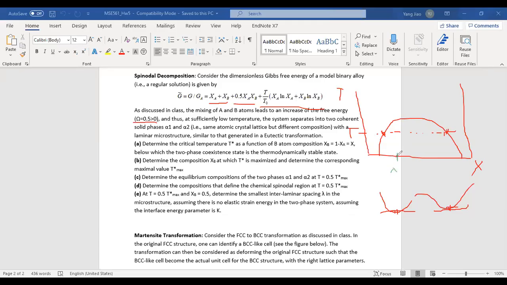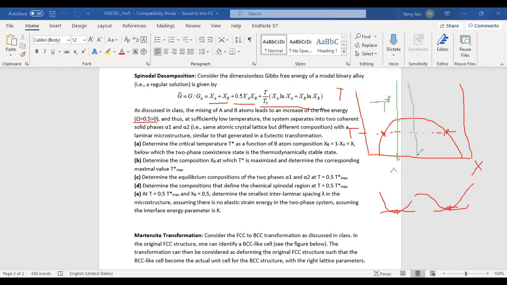Now, for a given composition, how should I find that T star? What do I need to do? Well, I just need to go along the composition axis, right? I start from high temperature and I start to lower the temperature, and that's going to be my T star. Does this make sense? Because for the given composition, what is the critical temperature below which the two-phase coexistence is stable? So this is going to be my T star, and this is for one X.